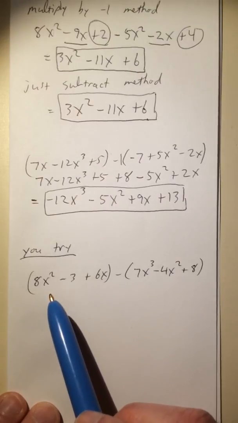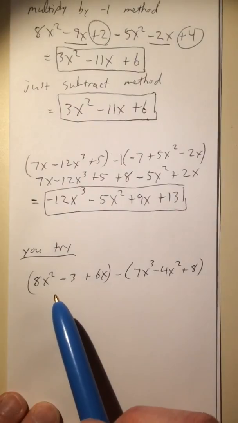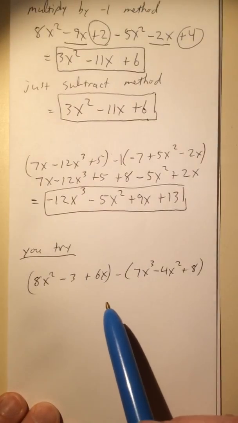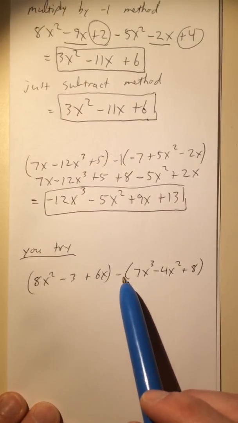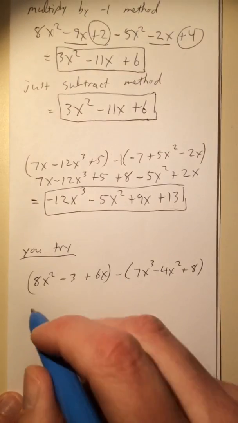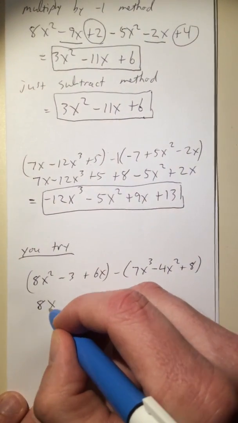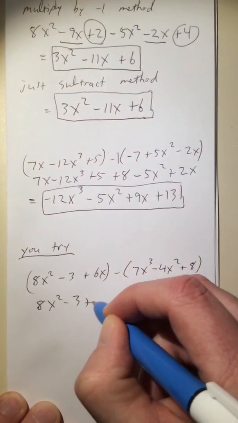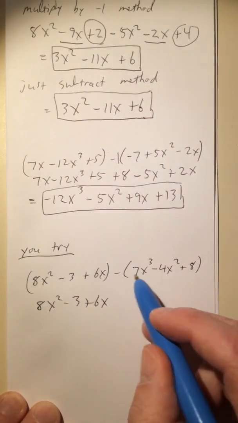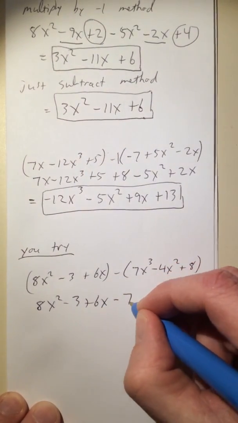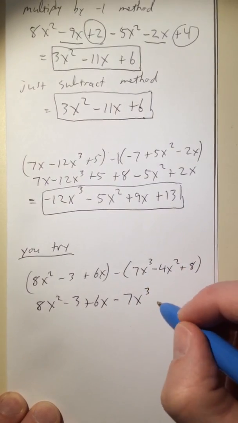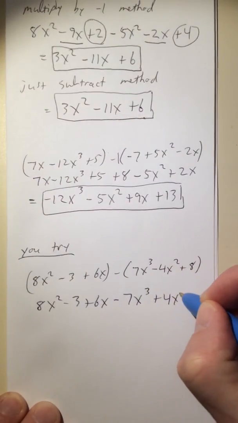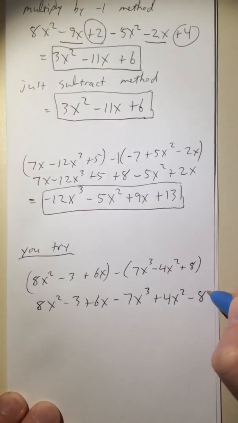Okay, so again, hopefully you paused the video and actually did the work, because this is where you really get a chance to practice. So again, I'm going to recommend the multiply through by -1 method. So we got 8x squared minus 3 plus 6x, multiply through by -1, and we got negative 7x cubed plus 4x squared minus 8.